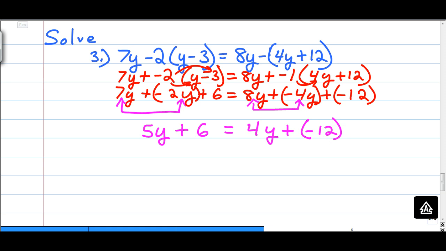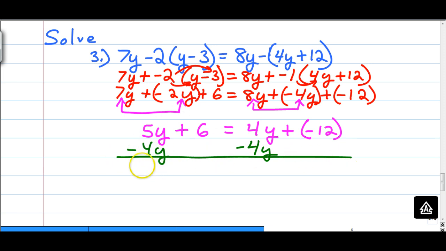Alright, so now I'm ready to use the addition principle. Again, I'm going to look at the variables first. I have a 5y and a 4y here. If I move the 4y to the other side, I avoid creating a negative. It may help me to evade one extra step at the end if I try to get rid of that or avoid the negative at first. So minus 4y, minus 4y.